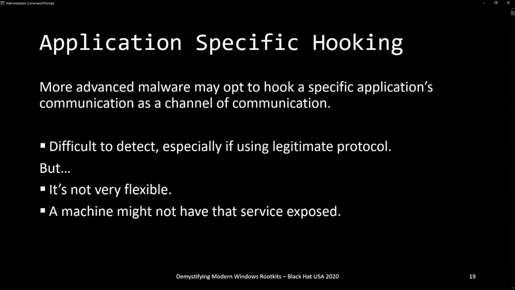So another option for more advanced actors I've seen is application-specific hooking. This is where you piggyback on one application-specific communication channel to receive communications directly from the C2. Now, this is incredibly difficult to detect, especially if it's using a legitimate protocol, but it's not very flexible because if the machine you're infecting doesn't have that one service exposed, then you're going to be out of luck unless you have backup communication methods exposed as well.